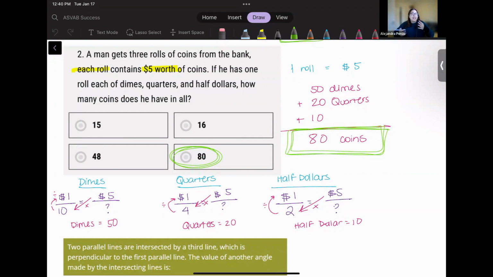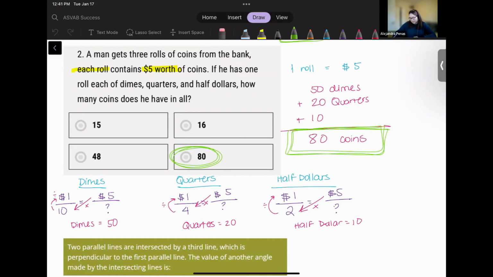But if you know already, well, I'm going from dollars to coins, so I should multiply, then you're good. You don't have to write a proportion every single time. I do it just so you guys understand where the values are coming from, but you don't have to do it every single time. Hopefully you're gaining that confidence to be able to figure out, oh, I'm going to multiply or I'm going to divide. And if you're confused, do a proportion. Any questions on this one before I move on to the next one?